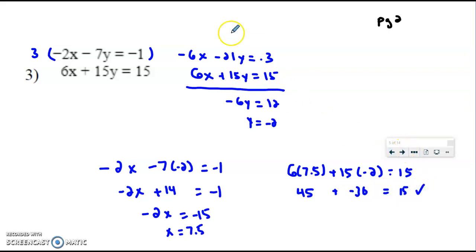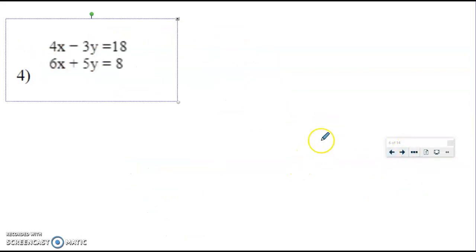Now sometimes, like in this case, it's easier for me to figure out what to multiply one equation by. Well, in this case, if I look at 4 and 6, and I look at negative 3 and 5, it's a little bit harder for me to figure out what I can multiply 4 by to get it to be the opposite of 6, or multiply 3 by to get it to be the opposite of 5. So, like, we can work with fractions or decimals, and it works out okay.